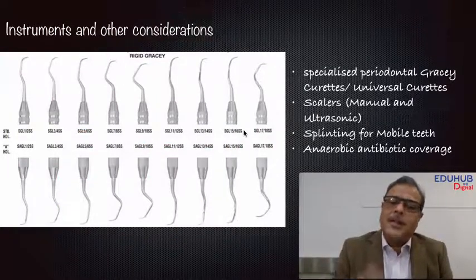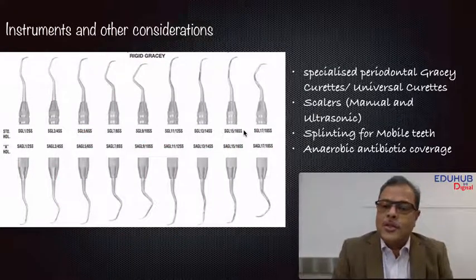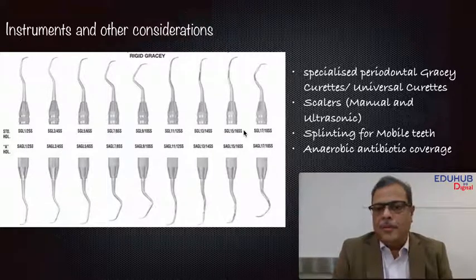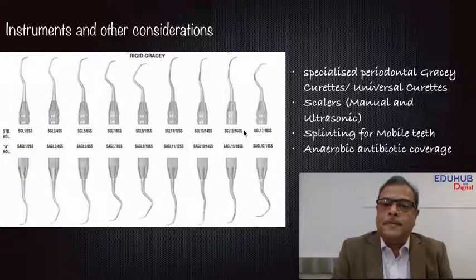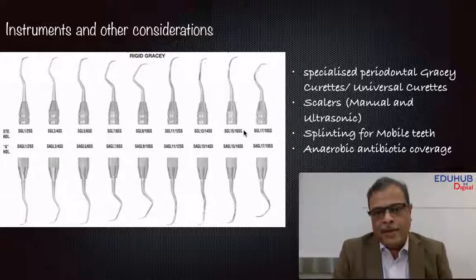You need to understand as clinicians that there are certain instruments which are absolutely important. And most of you would be using these instruments. You need to have good irrigation. You should have good ultrasonic scalers as well. You need to decide how to splint the teeth if they are mobile. And you should have enough anaerobic antibiotic coverage.